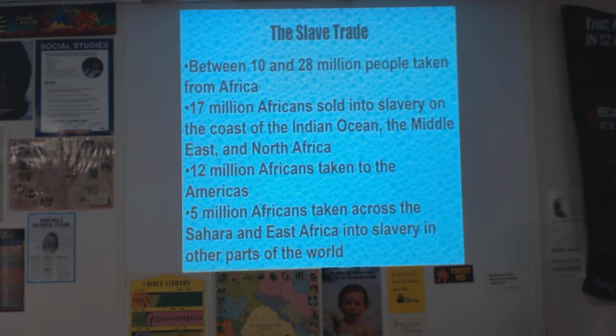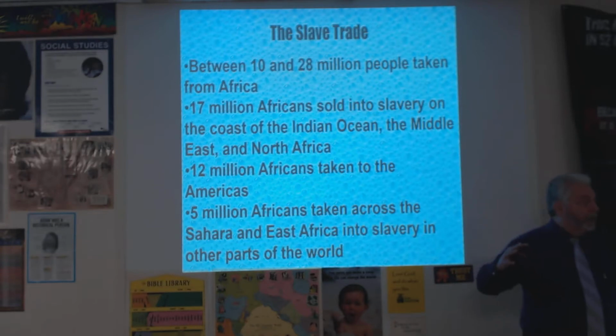Let's talk about the numbers. There were between 10 and 28 million people taken from Africa in the slave trade. Obviously, it's impossible to get exact figures. 17 million, it is thought, were sold into slavery on the coast of the Indian Ocean, the Middle East, and North Africa. So that's going the other direction. 12 million to America. Because in this country we're concerned with the slaves that were here, that's mostly what we think about.